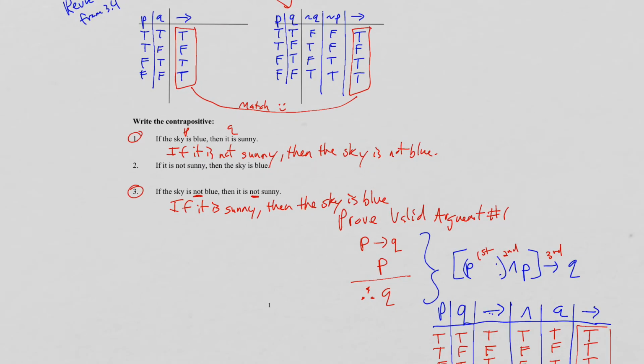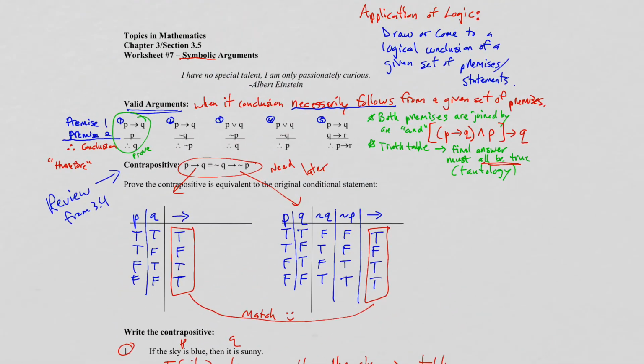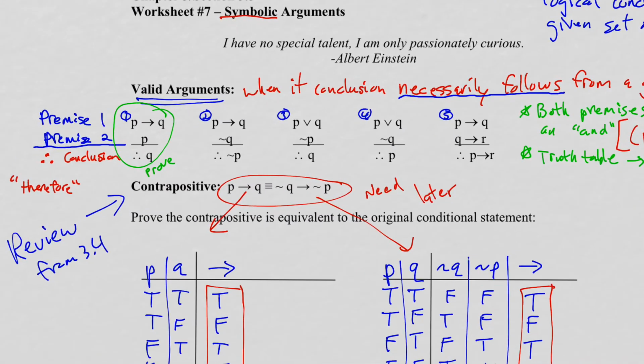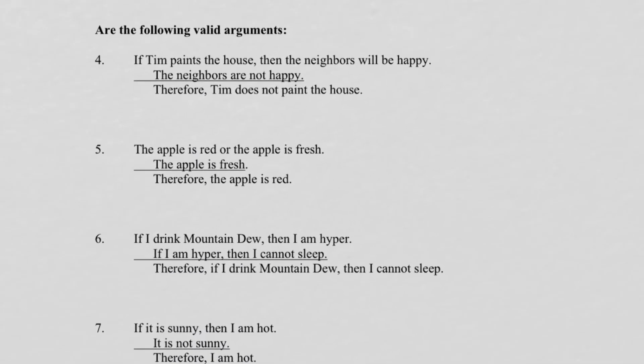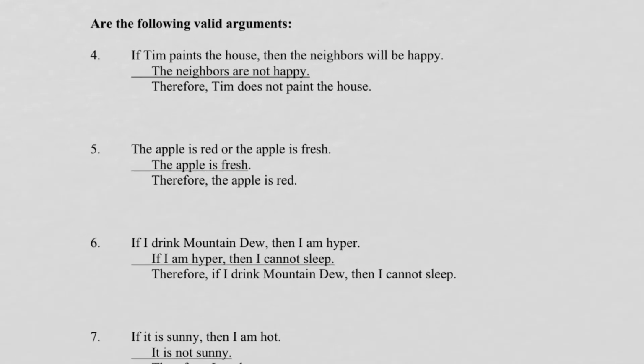Okay. All right, let's go to the next page and start applying these 5 arguments. Again, we will have to come back to this contrapositive towards the end of the assignment. Okay, so are the following valid arguments? I'm going to do number 4 and 5, okay?